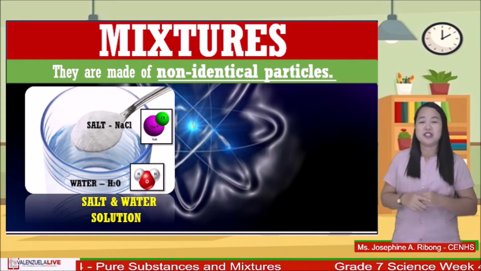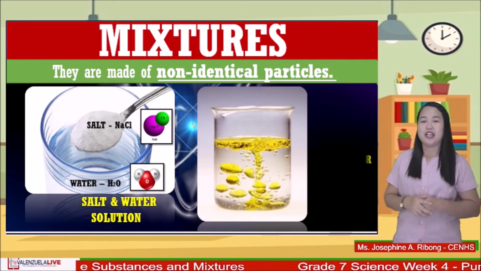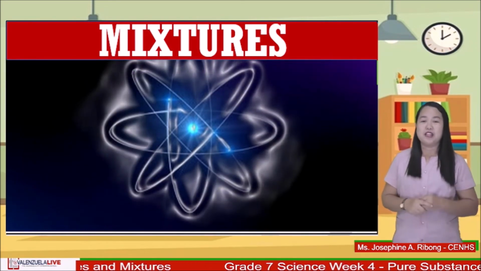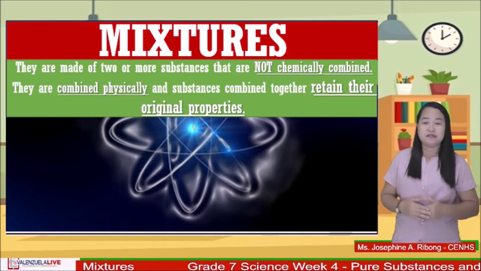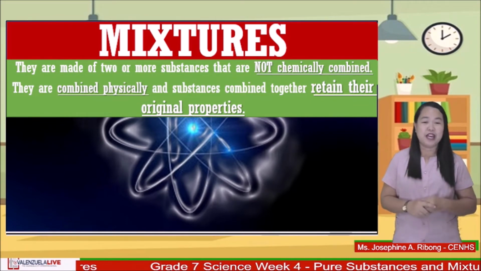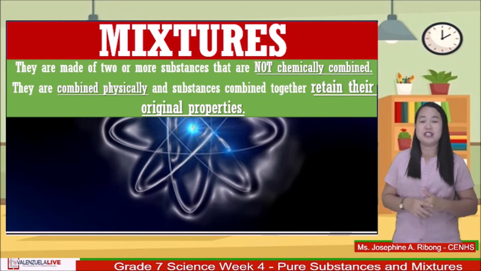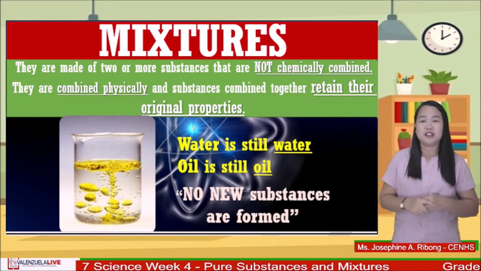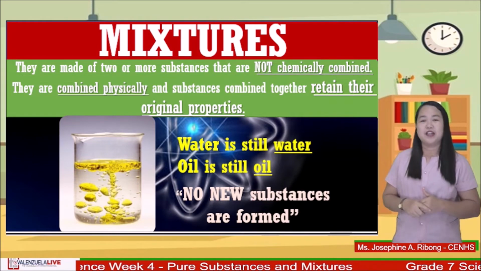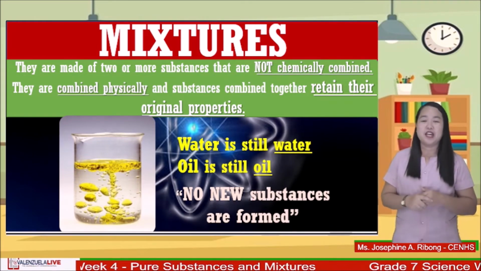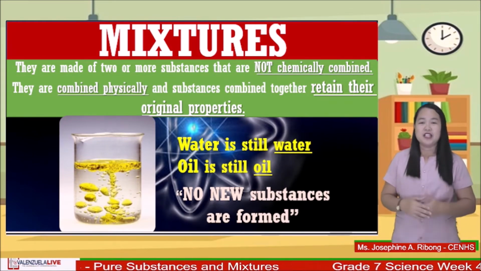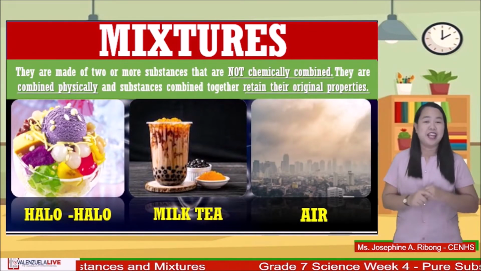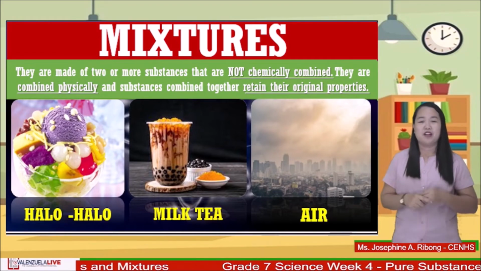This is also the same with the mixture of water and oil. Unlike pure substances, mixtures are not chemically combined. They are combined physically, and the substances combined retain their original properties, like in water and oil. Water is still water, and oil is still oil, meaning there are no other substances formed. Other examples of mixtures are halo-halo, milk tea, and air, which is present everywhere.